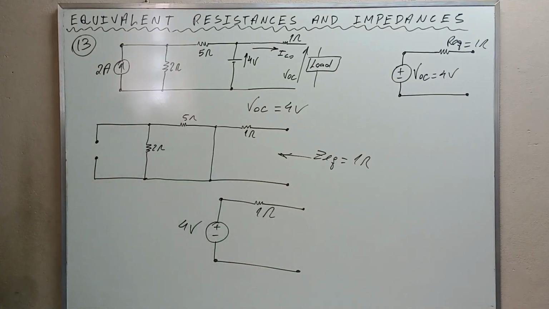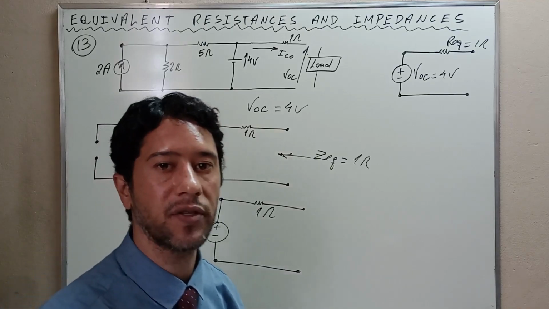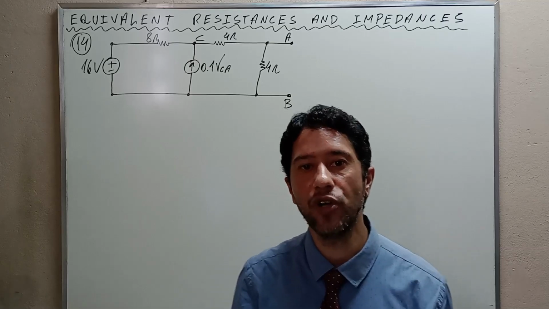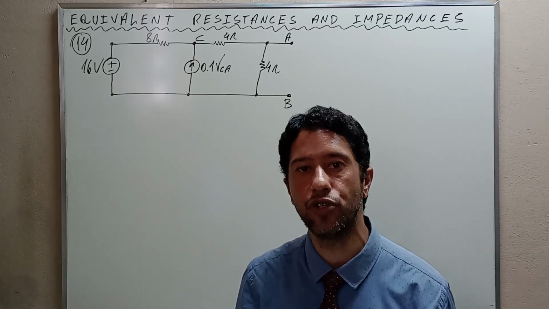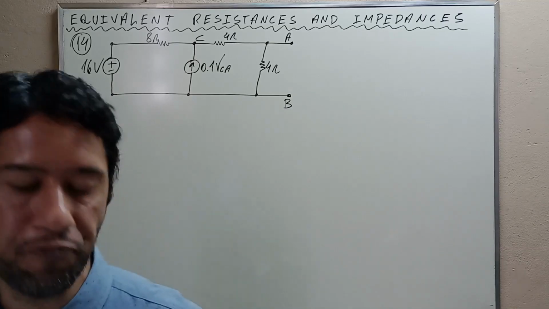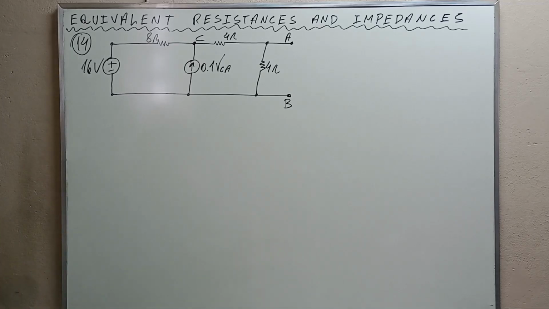And this is all for the discussion of exercise 13. Let's go to the next, the last exercise, exercise 14. Determine the value of the equivalent resistance of the circuit shown in the figure as seen from terminals A and B. This is the question. Let's go to the solution.